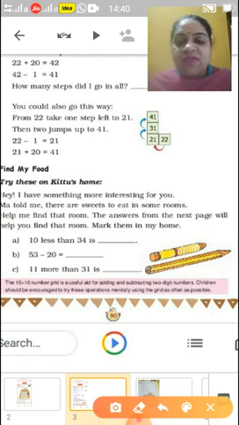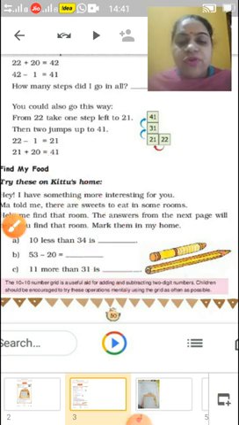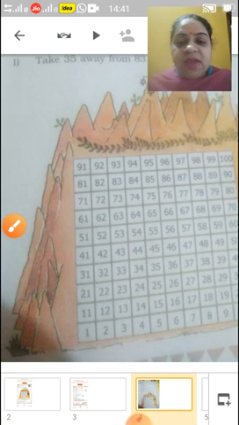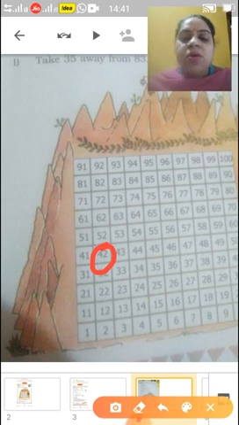Now next, 11 more than 31 is, means more than means he was adding. So what will you do? 31 plus 11, that is 42. So your answer is 42. So the next room is 42. Okay children. Now come to next.